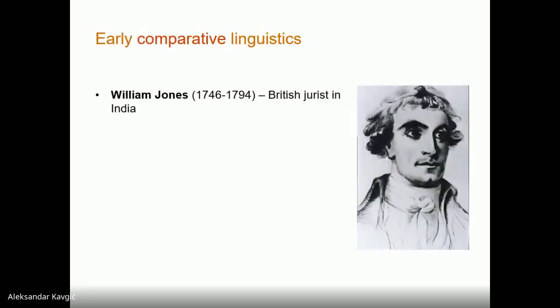So the most important person, who is considered to be the father of not only comparative but actually historical linguistics, is William Jones. Now, William Jones looks like a very romantic, tormented young soul. He died young, by the way. He was a British jurist, a lawyer in a way, who worked in India.